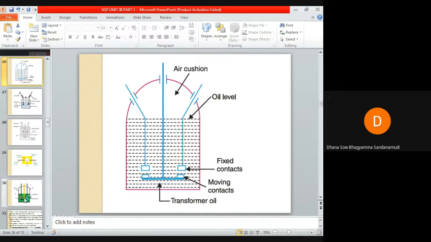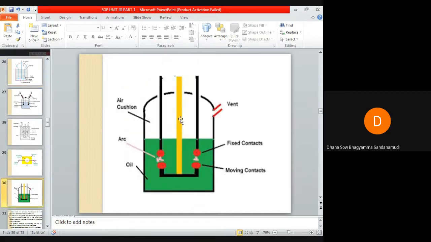A vent is provided at the top of the tank for gas outlet. And a sufficient level of oil above the contact is required to provide substantial oil pressure at the arc.